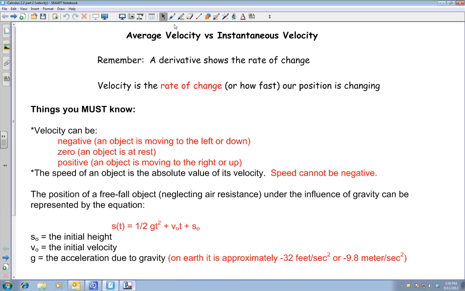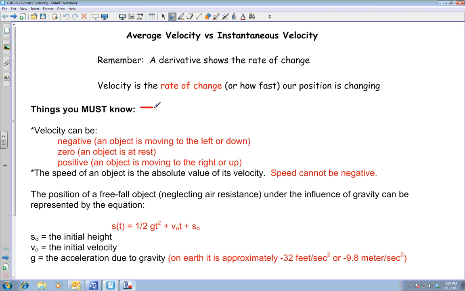Okay, so the second part of lesson 2.2 talks about velocity, average velocity, and instantaneous velocity, and we're going to use the derivative in order to find velocity. So here's what we want to go over. Remember, a derivative shows the rate of change. So if velocity is the rate of change, or how fast our position is changing, doesn't it make sense that we would take our position and find the derivative of it?